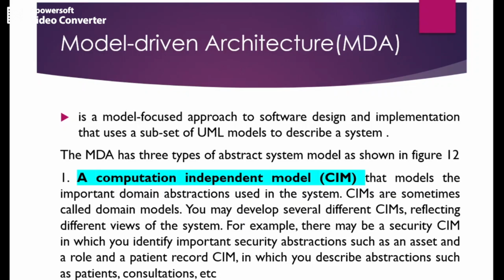And we have one more CIM, a role and patient record CIM. What does it do? In the patient record CIM, you describe abstractions such as patients, consultations, etc. So you can have abstractions like details of the patients, their consultations, etc.